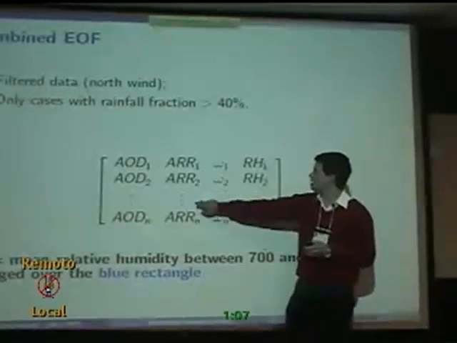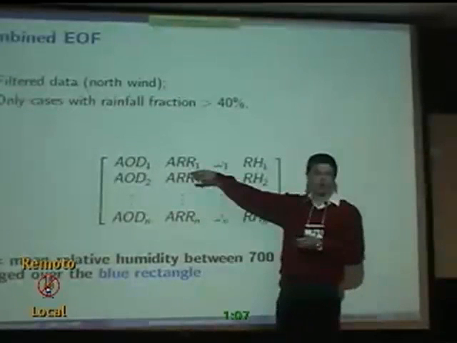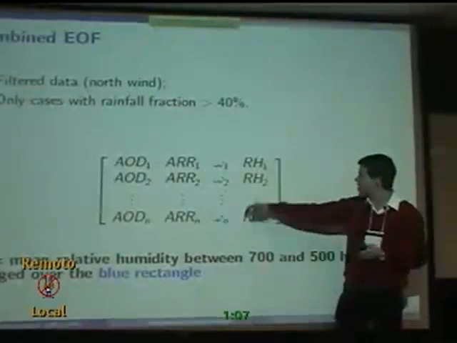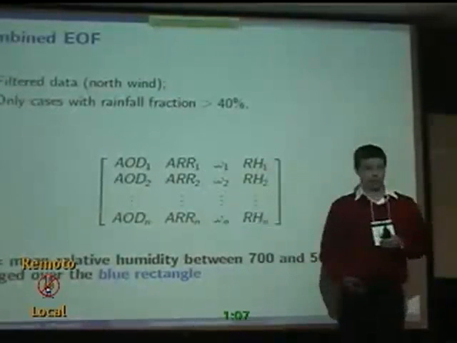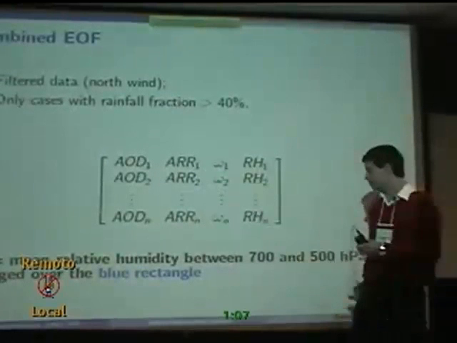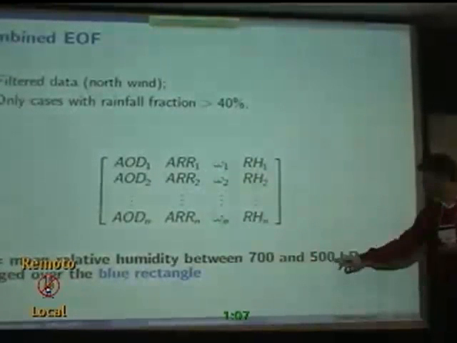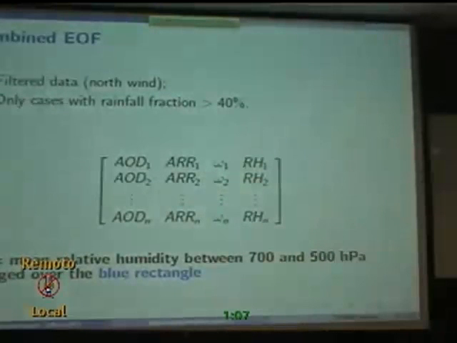The second column is average rainfall rate for n times. The third column is omega, and the fourth column is relative humidity. The relative humidity is mean relative humidity between 700 and 500 hectopascals averaged over the blue rectangle.